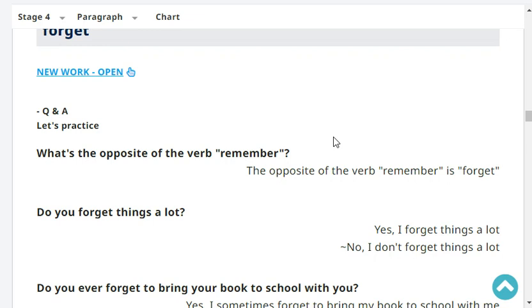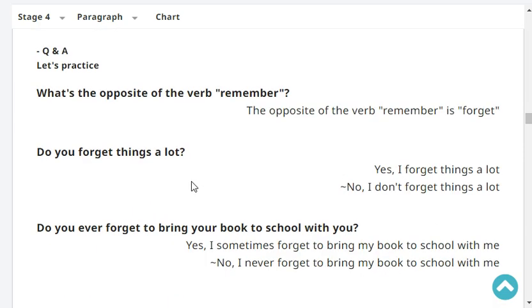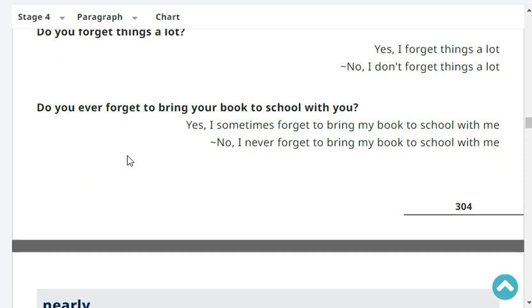The opposite of the verb remember is forget. Very good. Do you forget things a lot? Yes or no? No, I don't forget things a lot. Do you ever forget to bring your book to school with you? Yes or no? No, I never forget to bring my book to school with me.